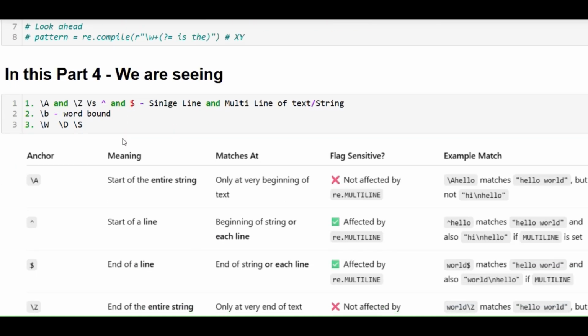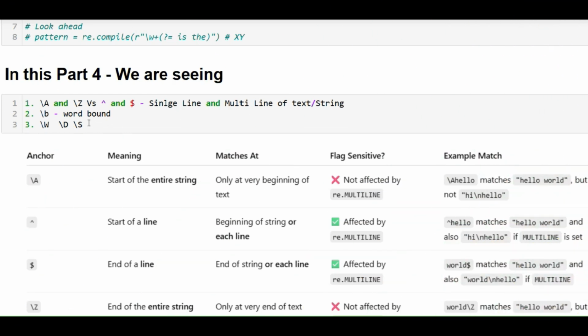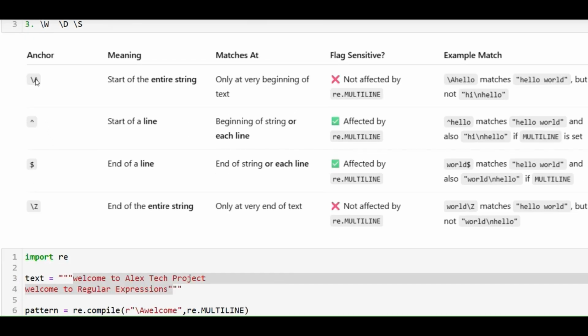Now we are in part 4, and in this video we are seeing capital A, that is \A, and \Z versus the caret symbol, that is start with, and the dollar symbol, that is end with. We try to see that with single line and multi-line. And \b is a word boundary, and \W capital, \D capital, and \S capital. What these are doing we are seeing in part 4. Now let us see one by one.